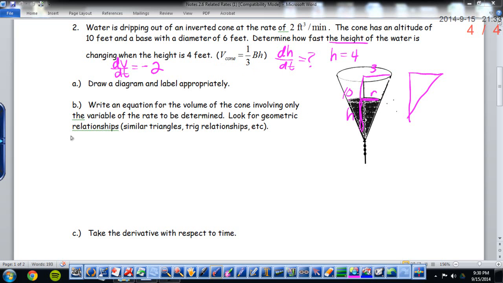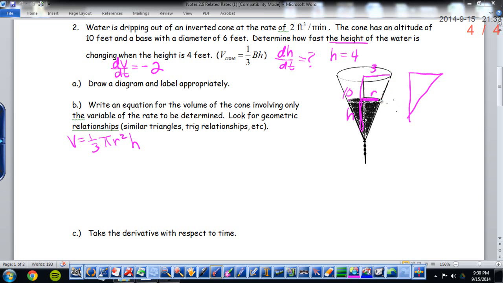Well, we're given that the volume of the cone is 1/3 times the area of the base times the height. Well, the base of a cone is a circle, so the volume of a cone is 1/3 pi r squared h. But I want to rewrite this equation just in terms of the variable of the rate to be determined, and that would be my height. So I need to get rid of this r that's in my volume equation and rewrite it in terms of h.